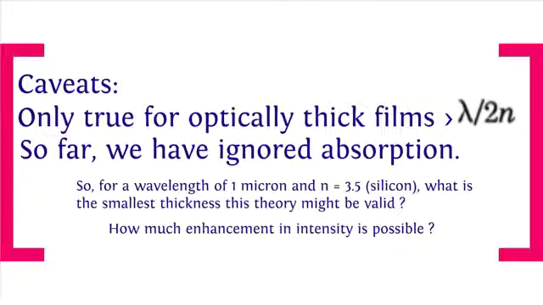Now I want you to spend 15 seconds or so answering these two questions. First of all, let's imagine a wavelength of 1 micron, an easy number, and let's imagine silicon. The refractive index is 3.5. Silicon is actually transparent or close to transparent at 1 micron, so it's like glass, although if you look through silicon, obviously it's opaque. So what is the smallest thickness for which our theory is valid? Easy. So very quickly.